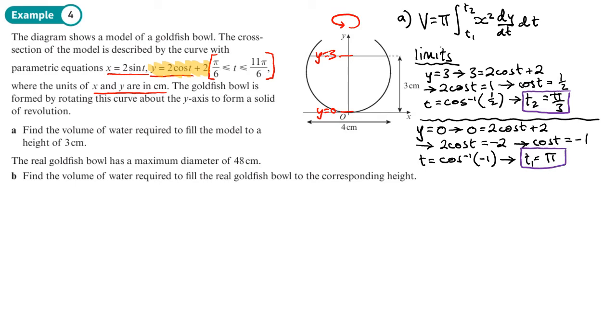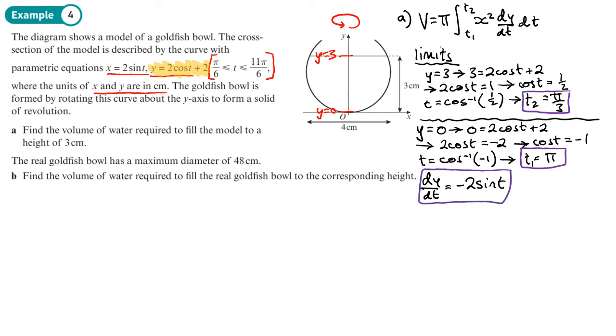Now what else do we need? We need dy/dt. So dy/dt is going to be, when I differentiate y, negative 2 sine t, and then the plus 2 disappears, right? So let's highlight that.